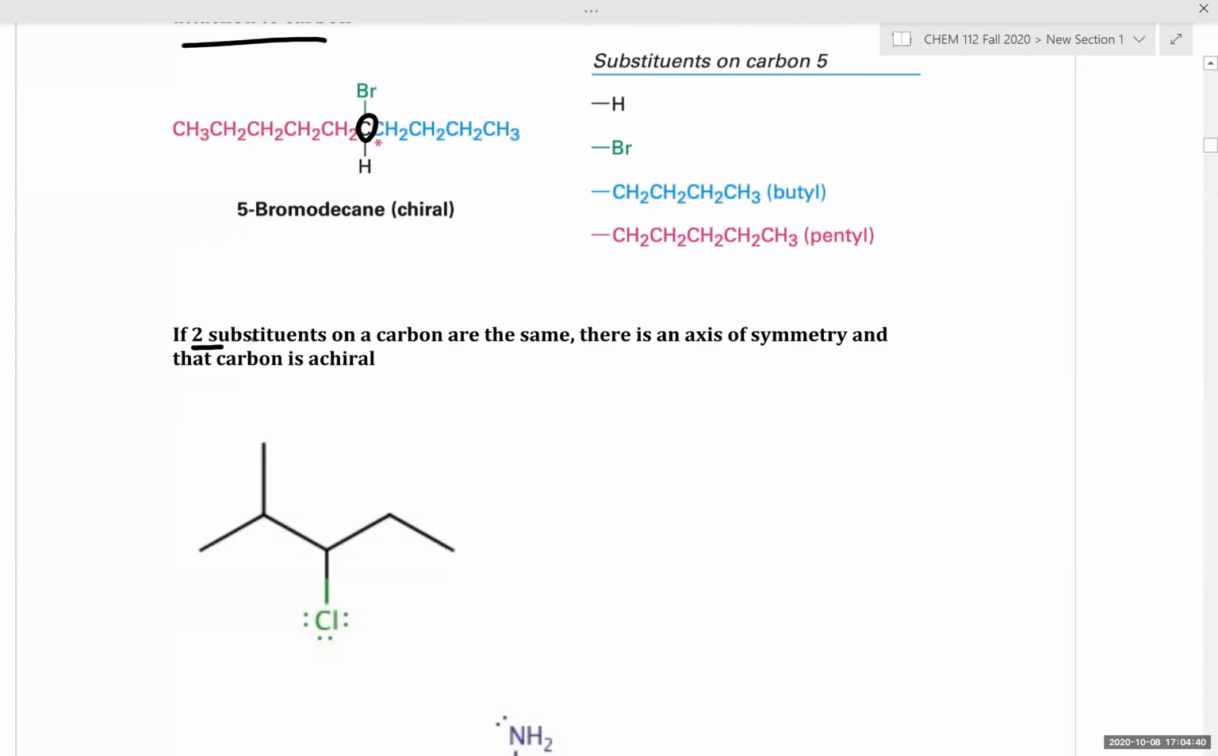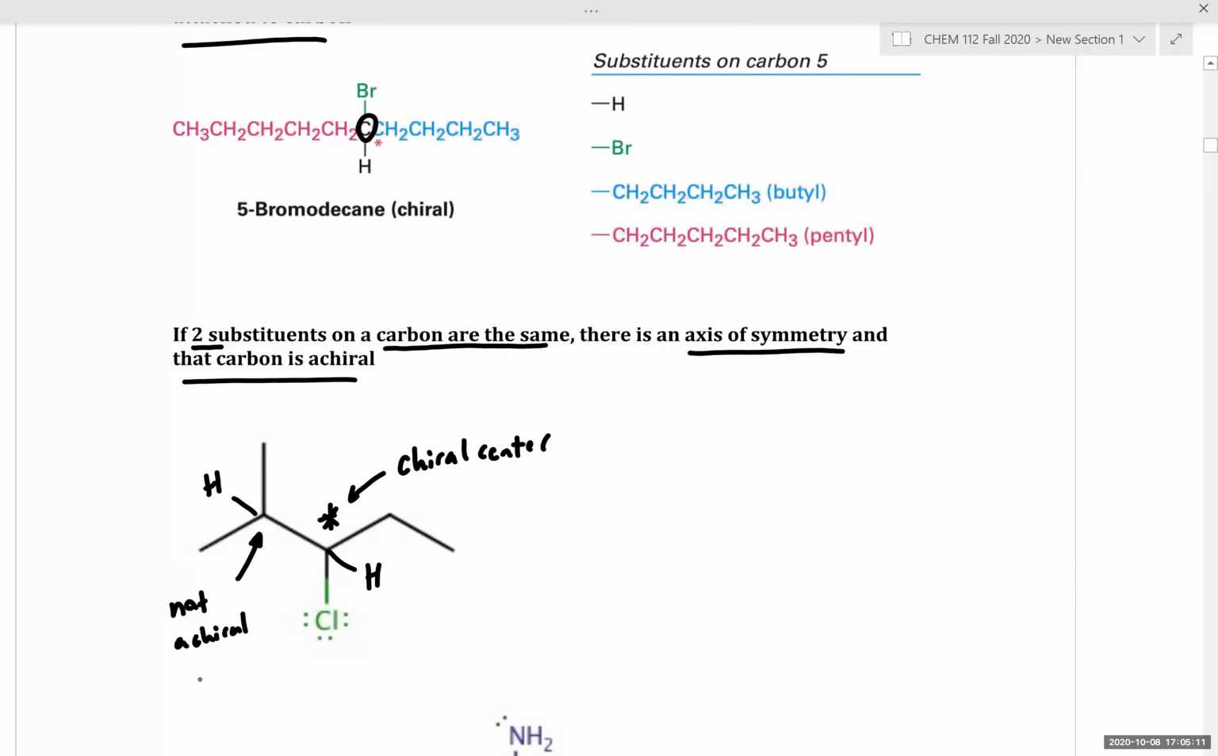Now, if two substituents on a carbon are the same, there's an axis of symmetry and that carbon is achiral. So for example, only this center in this molecule is a chiral center. The second carbon here is not a chiral center, and the reason for that is that we have 2 identical substituents attached to the same carbon. As a result, there is an axis of symmetry for this carbon. Does that make sense? So in order for you to have a chiral center, there needs to be 4 different substituents attached to your carbon. Does that make sense to everyone so far?